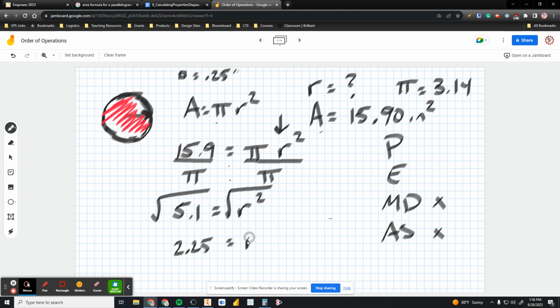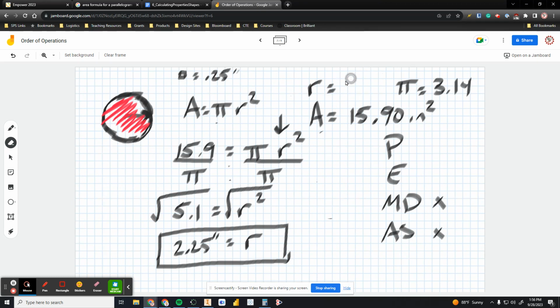Okay, so 2.25 is equal to our new radius. So our new radius length is 2.25 inches. Okay, this is no longer a question mark. We have found what that is, 2.25 inches.